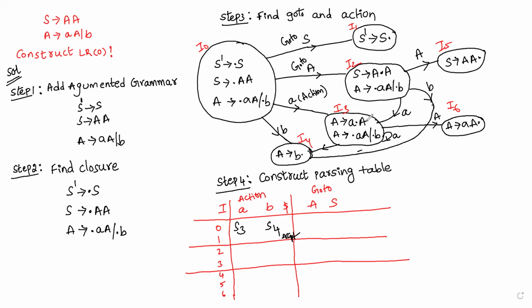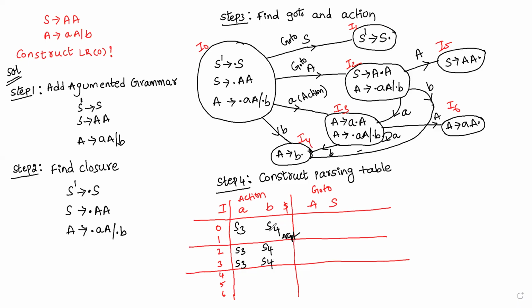Next, I2. I2 on small a goes to I3. I2 on small b goes to I4. Okay, friends. So next one. I2 completed. Then I3. I3 on small a goes to I3 itself. I3 on B, okay, actually this is B, so I3 on B goes to I4. This is called S4.